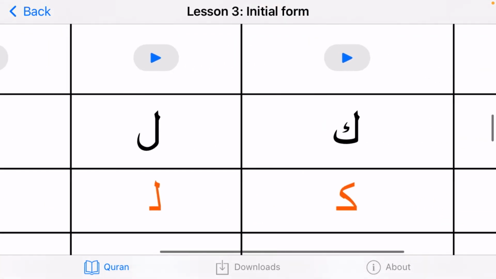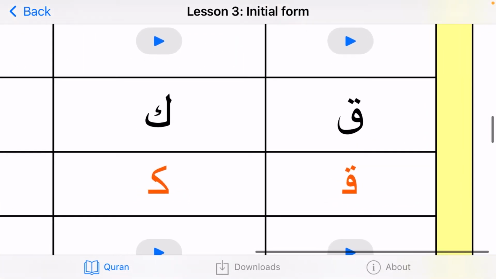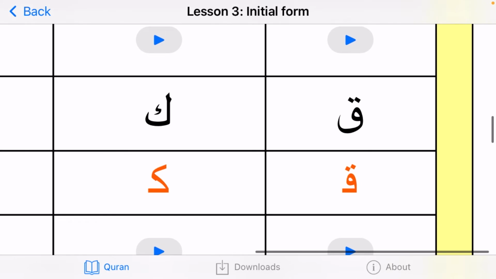Fa, qaf and waw look similar without the dots, like they look similar in the original form, but in the initial form, waw is like the other letters that don't connect after the waw. There's no letter that connects after it, so that's what differentiates waw, fa and qaf.